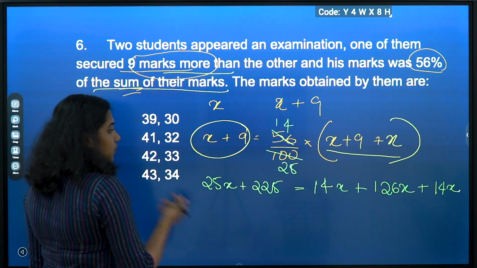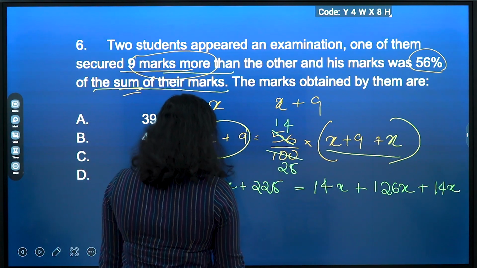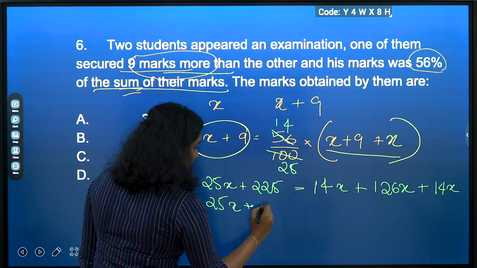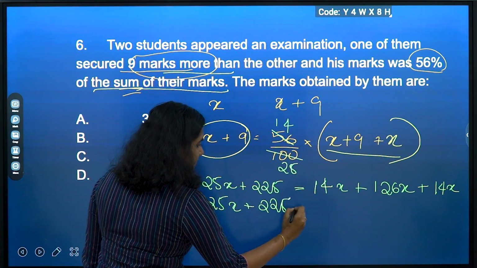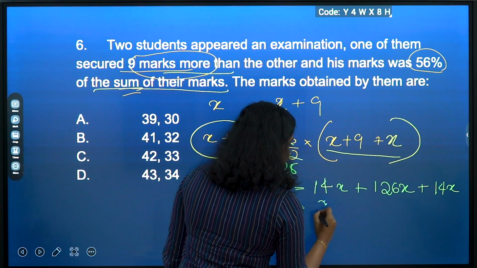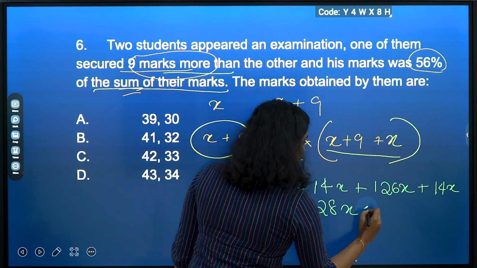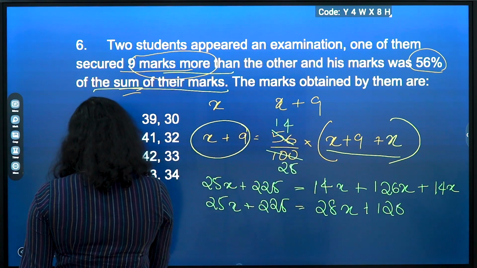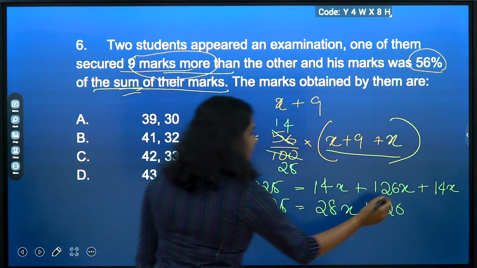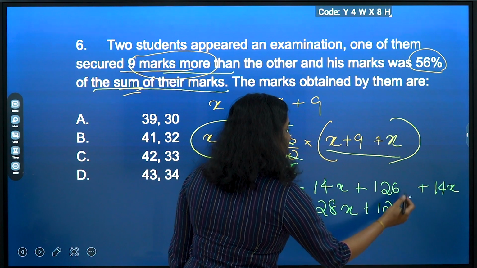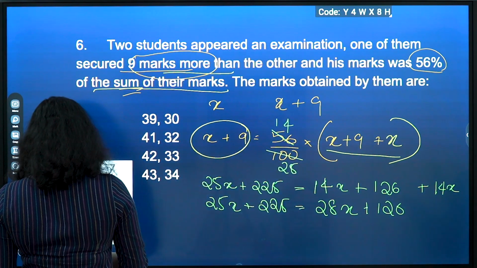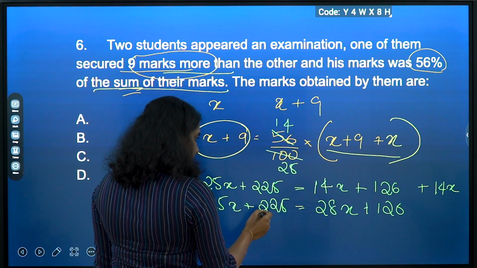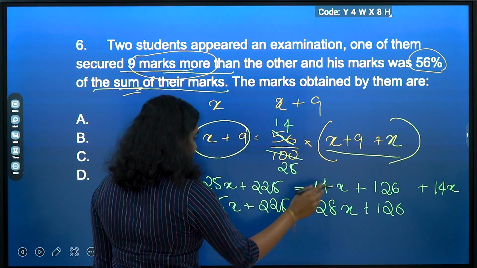Yeah. So you can bring this 14 and 14x here. So 20. Okay. So 25x will be. You can first write it like this. This will become 28x plus 1. This is 126. There is no x here. I am really sorry. There is no x here. So 126 and this. Okay. So you can bring this 126 here and 25x there.